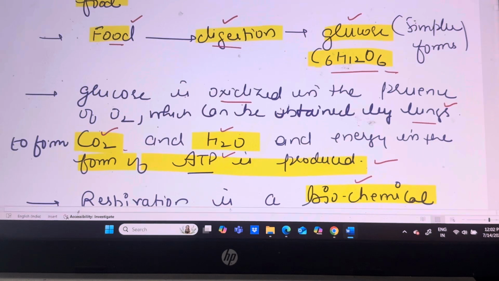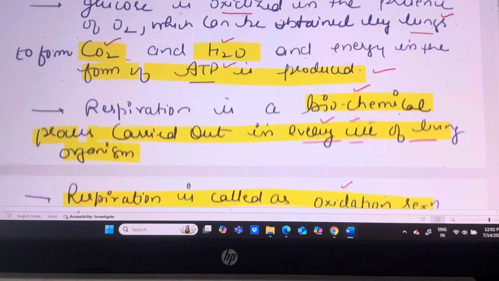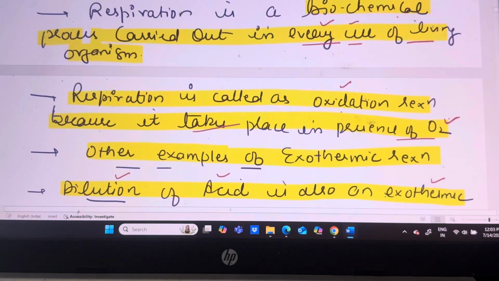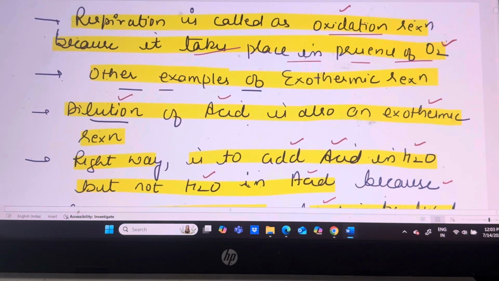And students, respiration is a biochemical process because it is carried out in every cell of the living organism. And students, respiration is also called an oxidation reaction because it takes place in the presence of oxygen. And the other example of the exothermic reaction is the dilution of acid.